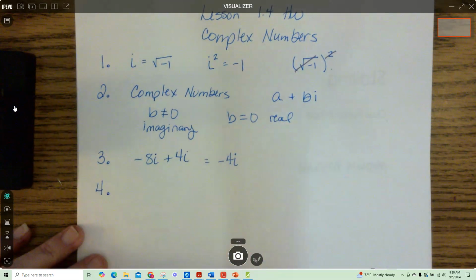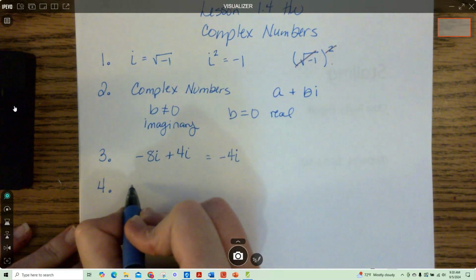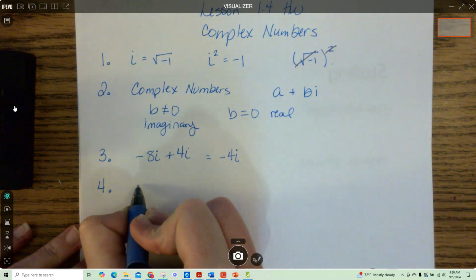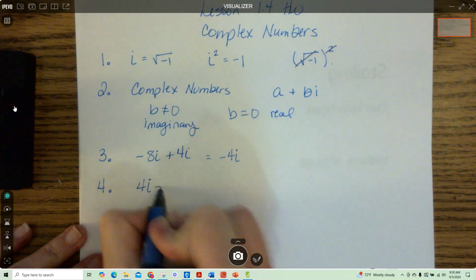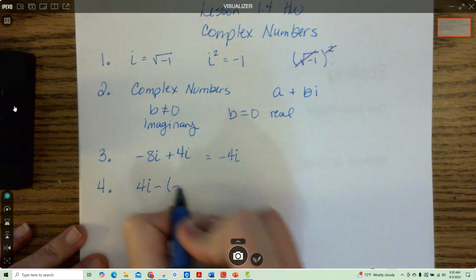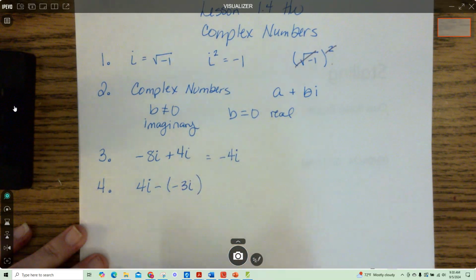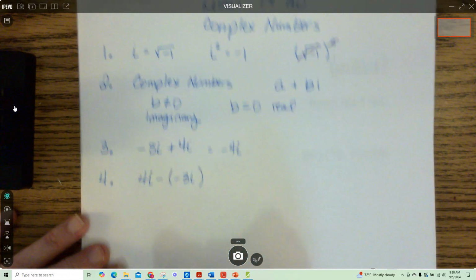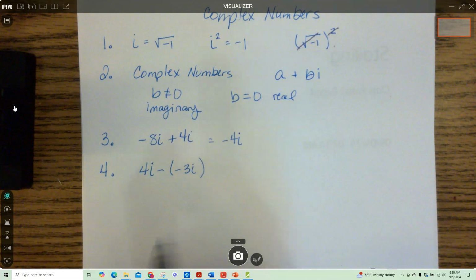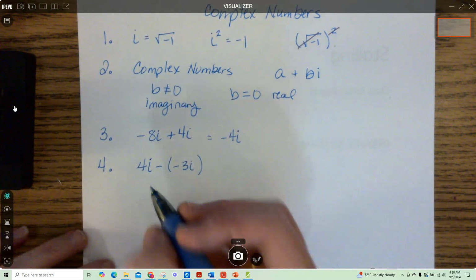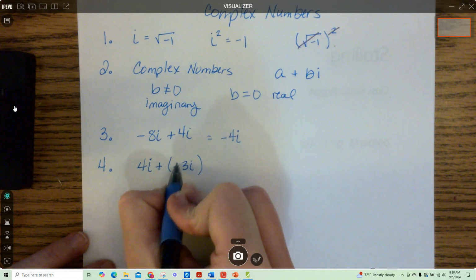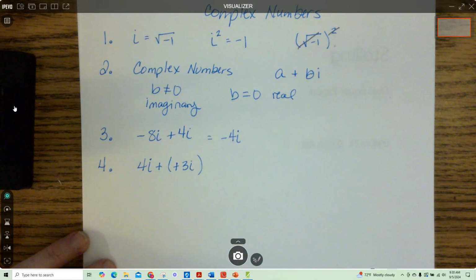Okay, so Peyton, what's your number 4? Subtract the complex numbers: 4i minus, parentheses, -3i, close parentheses. Just a little rule in math: there's no such thing as subtraction. Add a line, change the sign.